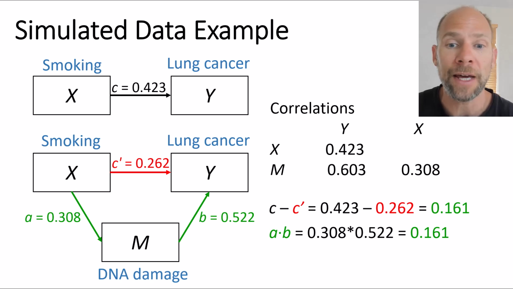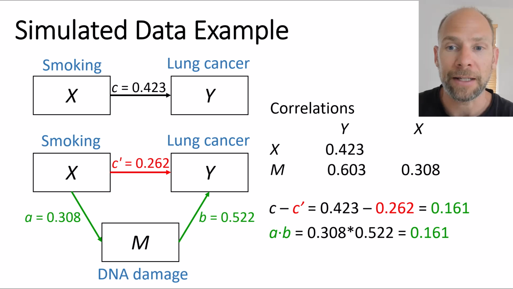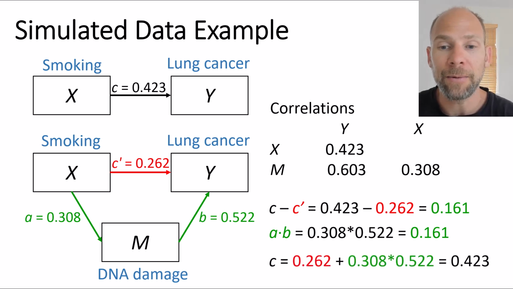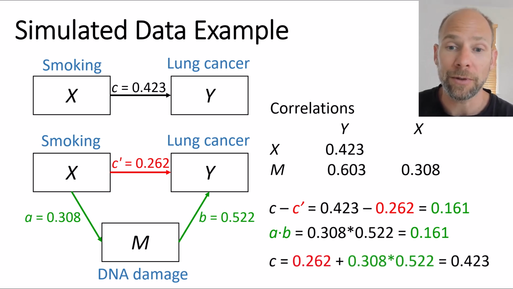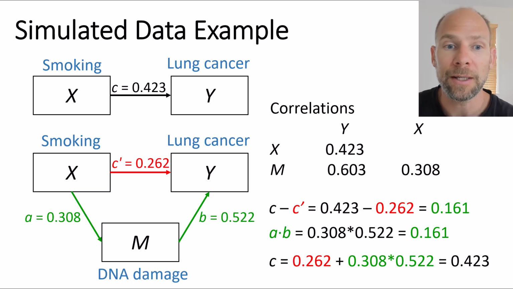So that shows you that A times B is the same thing as C minus C prime. Those are two different methods that could be used to calculate the indirect effect. And then finally, we have our total effect, which is equal to C, 0.423, and that's equal to the direct path in the second model, C prime, plus the indirect effect A times B is 0.423.